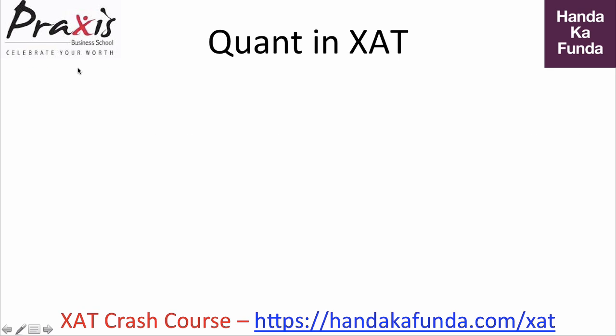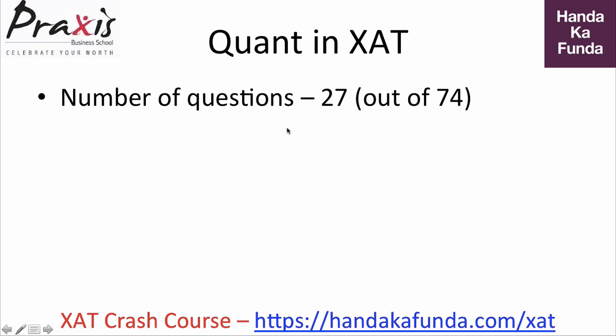Now, to begin with, once you look at Quant in XAT, there are a couple of things that you need to keep in mind. Point number one, that the number of questions that get asked in the Quant section is 27. This has remained the same over the last few years and this is the maximum. Verbal has been 24 to 26. Decision making is around 20-21. So Quant is the biggest section as far as the XAT exam is concerned.